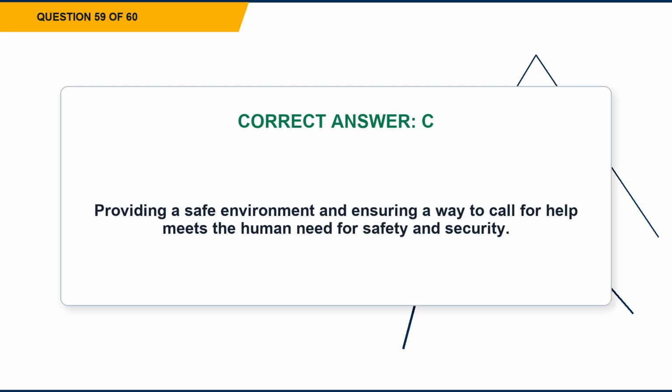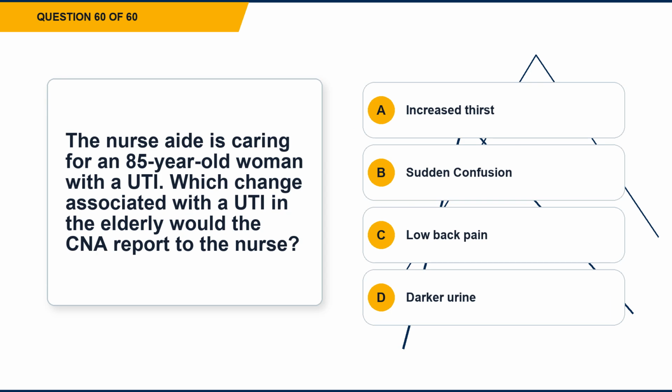Explanation: providing a safe environment and ensuring a way to call for help meets the human need for safety and security. Question 60. The nurse aide is caring for an 85-year-old woman with a UTI.